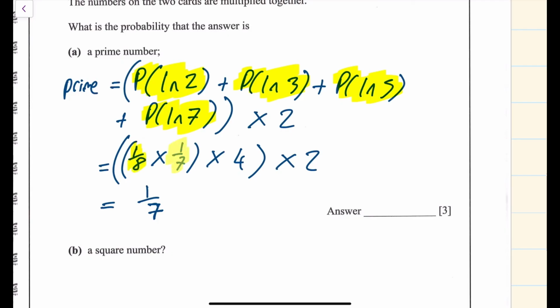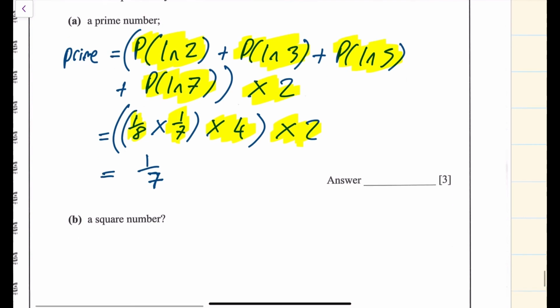The chances of getting there are 1 over 8 times 1 over 7. And you've got 4 lots of those brackets, which are all the same. And then you've got that 2 at the end, just as you had here. So if you just did all that, just check that: 1 over 8, times 1 over 7, times 4, and times 2, just gives you 1 over 7.